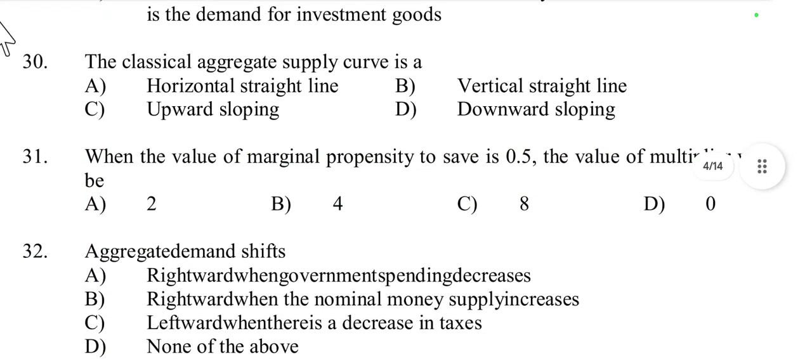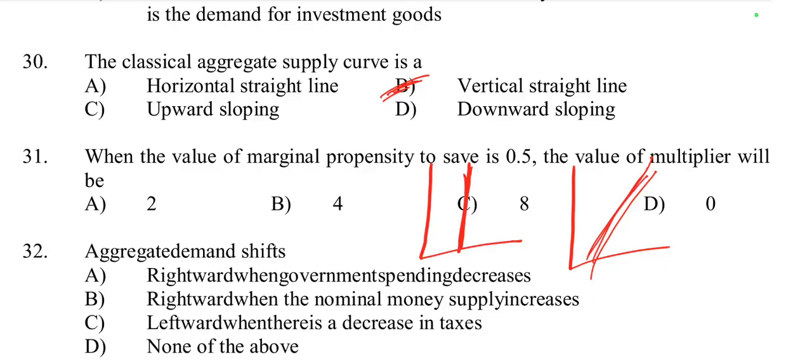Then question 30. The classical aggregate supply curve is a horizontal straight line, vertical straight line, upward sloping, or downward sloping. The classical aggregate supply curve is a vertical straight line. The normal supply curve is upward sloping, but in classical theory aggregate supply is vertical at full employment output, because output is determined by real factors like labor and capital, not price level. So this is the aggregate supply curve at the full employment level. So B is the right answer.